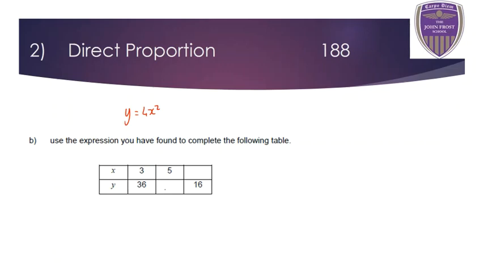So to find the value of y, we substitute the value of x in. So these two come as a pair, look, okay? So when x equals 5, we substitute it in. So y is equal to 4 times 5 squared, okay? Now it's important to remember our BIDMAS rules and to do the 5 squared first. So that is the same as doing 4 times 25. And 4 25s give me 100. So in here, y is 100.